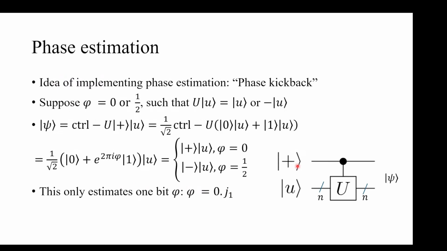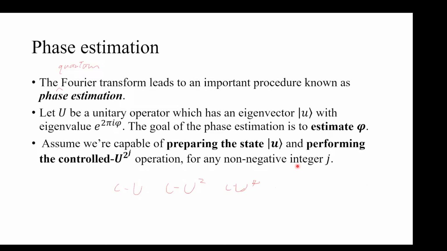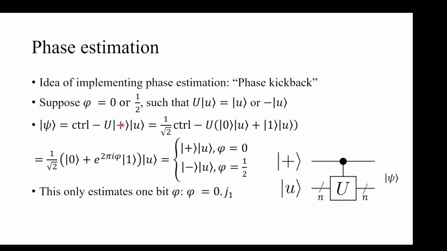We're going to see that quantum Fourier transform allows us to do phase estimation really quickly. But for now, let's get some idea about doing phase estimation. So suppose we are in the easiest case to do phase estimation. The easiest case is that we have very low precision of phi. So we have phi being two extreme cases.